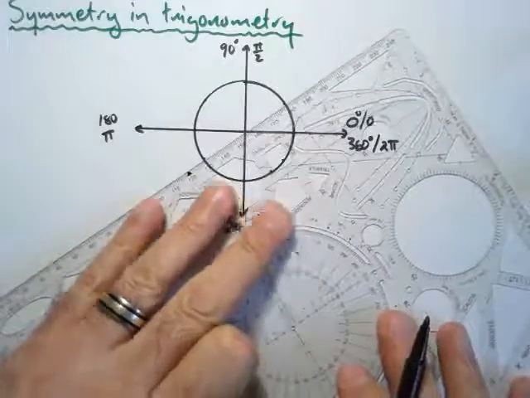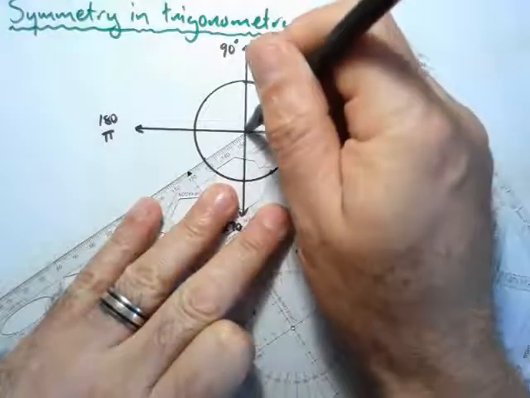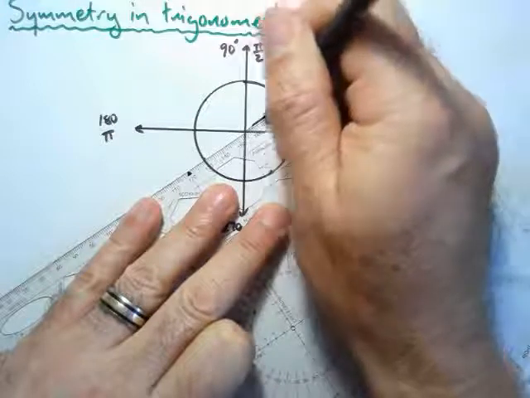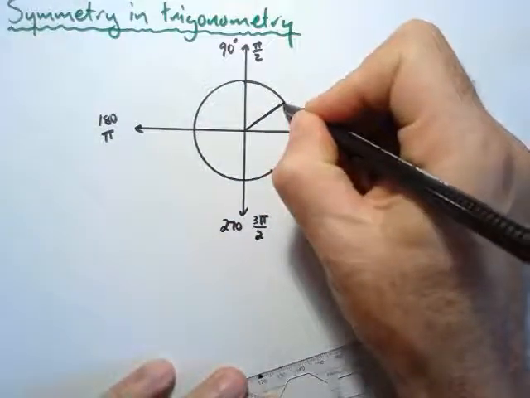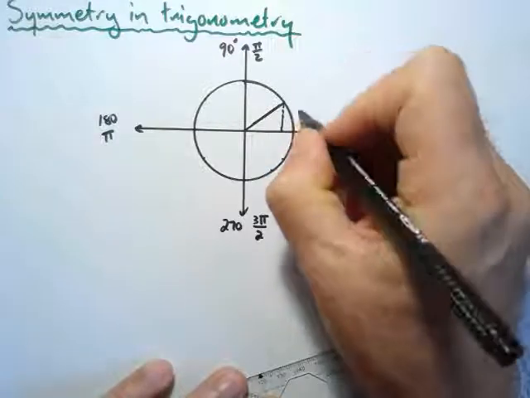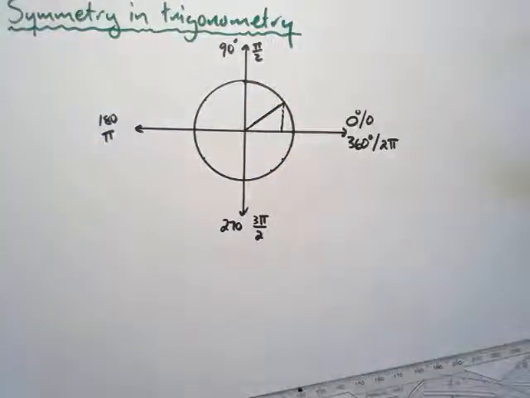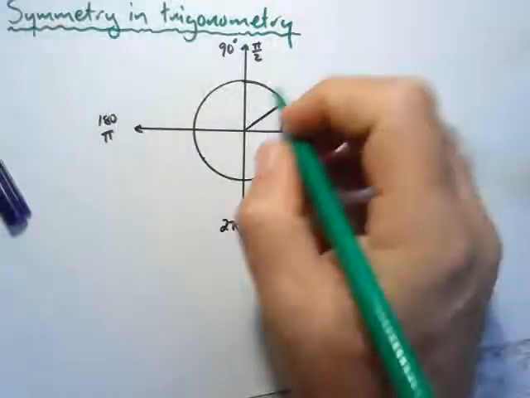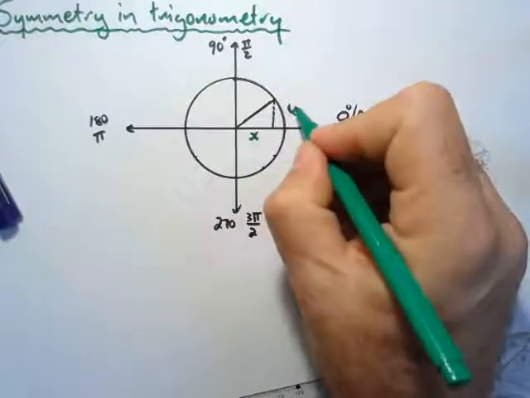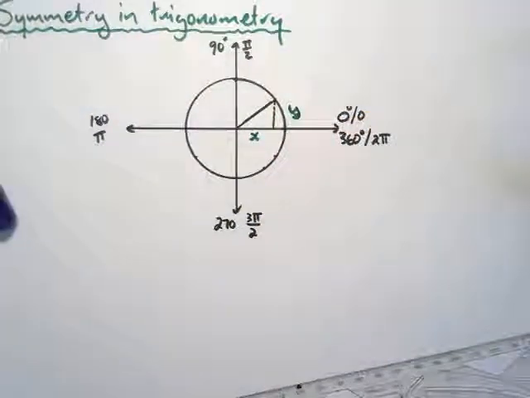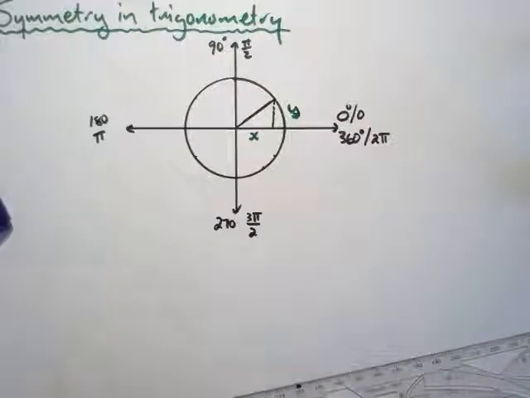At a certain point, and I'm just going to draw a random one here. If I get to a point here, I can say that this distance here equals x, this is my y distance, and that is my x distance. Y and x. And remember, the radius stays the same, so r is going to be there.